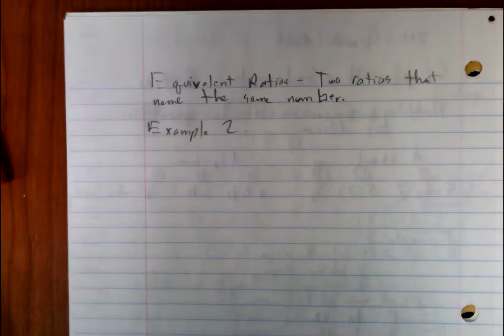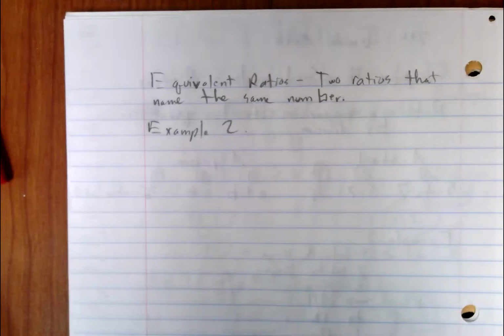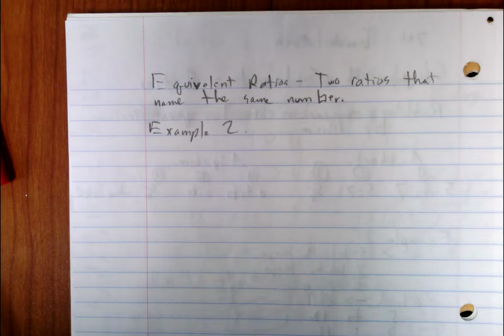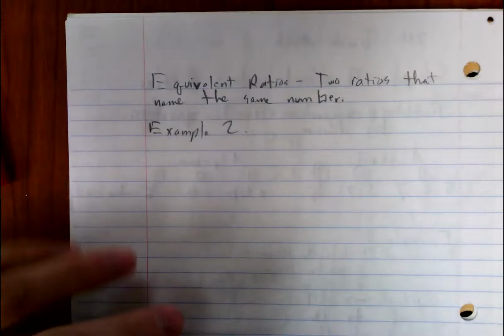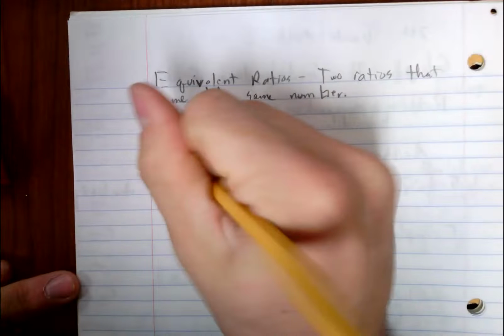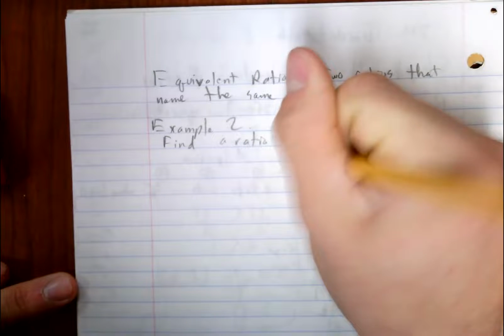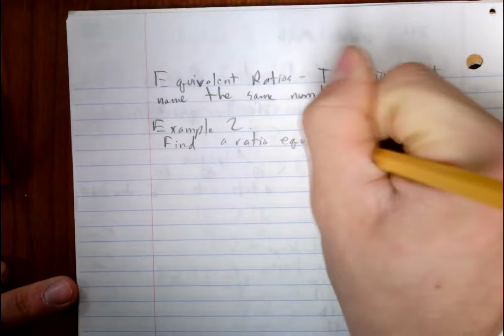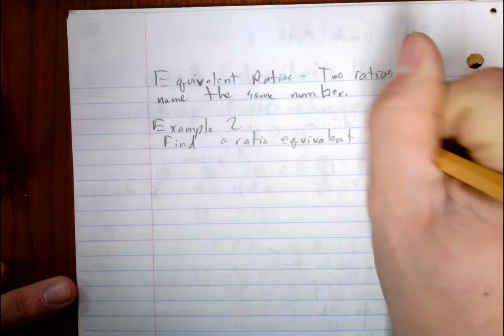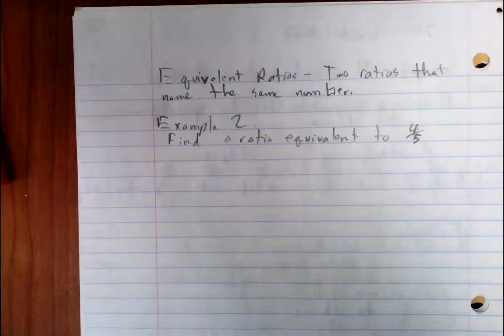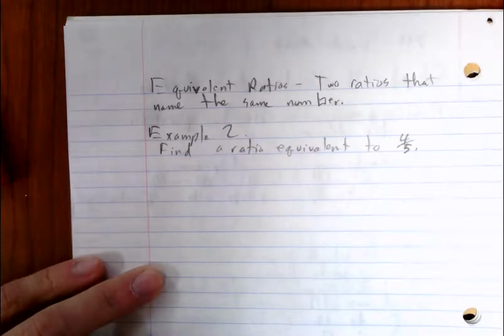Example 2, okay? In a previous course, you learned to write equivalent fractions. Now you can find equivalent ratios by writing a ratio as a fraction and finding an equivalent fraction. So example 2 says find a ratio equivalent to 4/5. Okay, finding a ratio equivalent to 4/5.